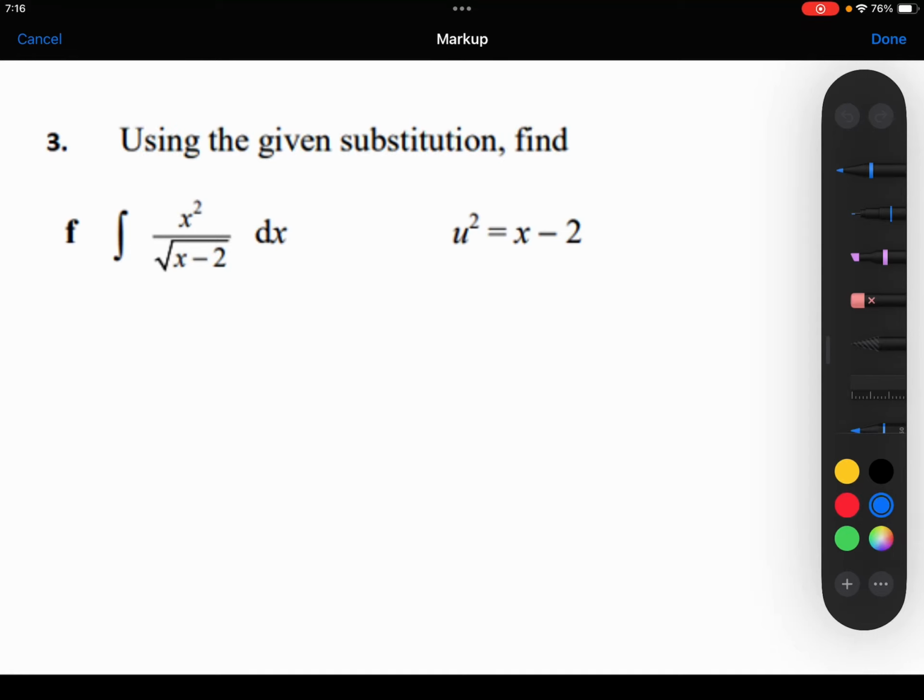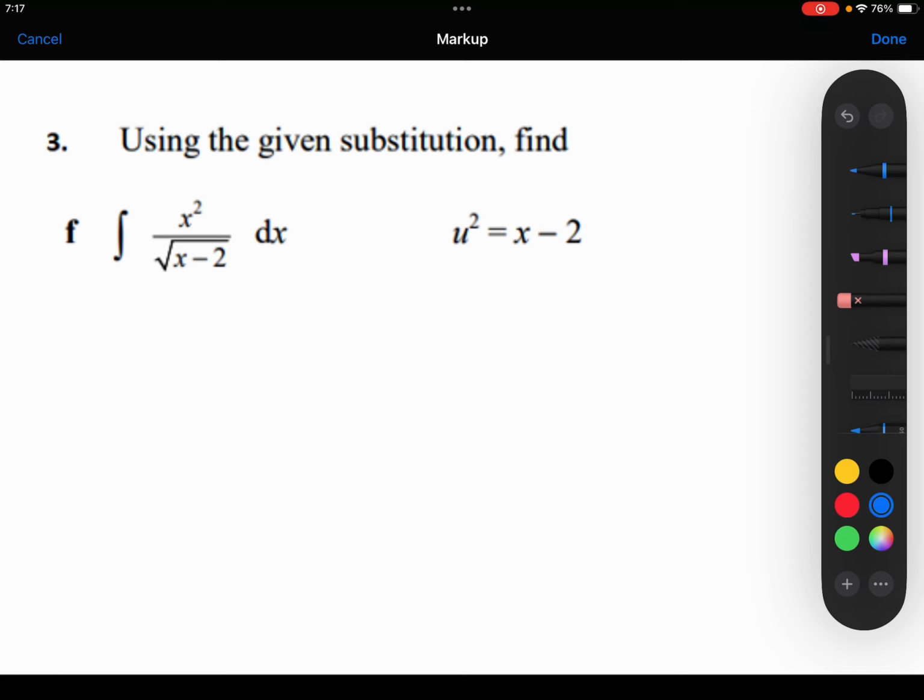I'd like to start by differentiating my substitution, but at the moment I've got u squared as a subject, which I don't particularly like. I could square root both sides like this. Then I could differentiate u with respect to x, but I don't like doing that with the square root because it means that I get negative fractional powers and then it gets quite messy to rearrange.